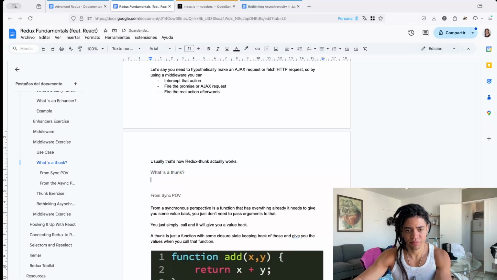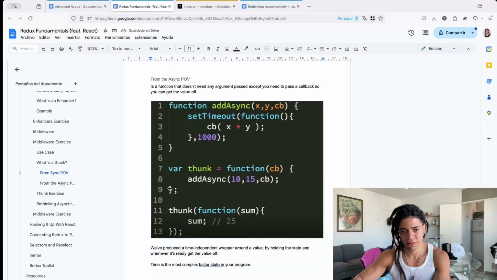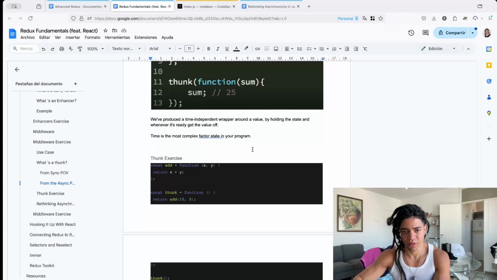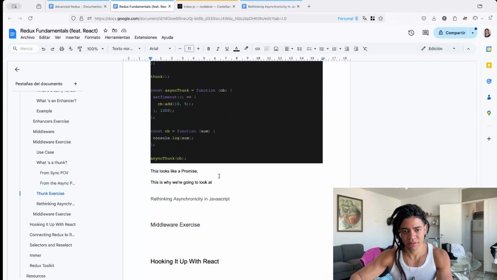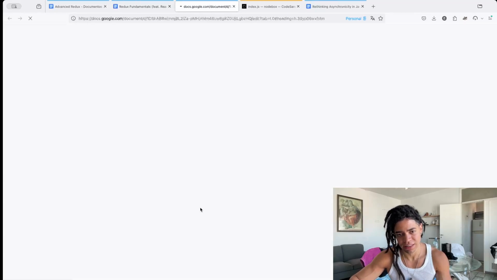So what's a thunk? All right. From the sync POV, this is a thunk, and from the async POV, it is this one. This is the thunk exercise. This looks like a problem. This is what we're going to look at. Resync is this. Rethinking asynchronicity in JavaScript.